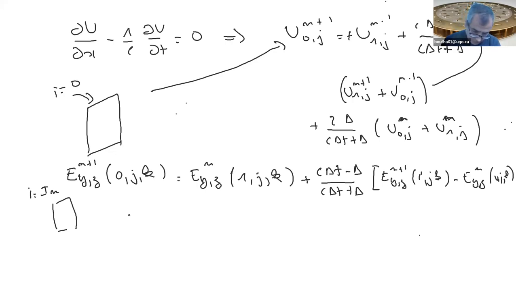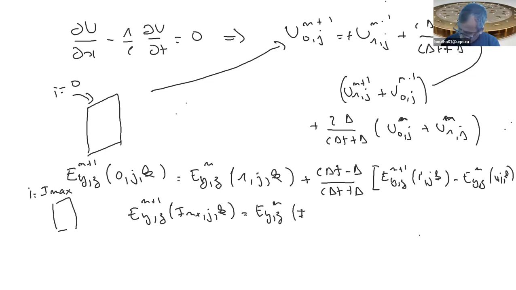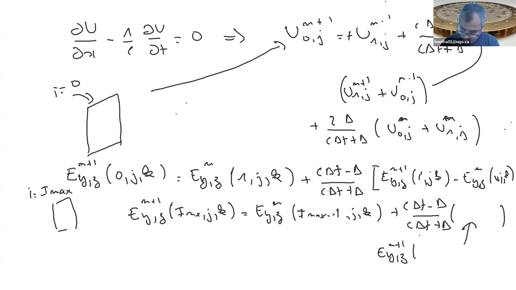So I can write it here, so I max. It's E, Y, Z at N plus 1, I max, J, K. Here we have E, Y, Z, N, I max minus 1, J, K, plus C delta T minus delta over C delta T plus delta. And here we have N plus 1, I minus 1, J, K, minus E, Y, Z, plus 1, I max, J, K.